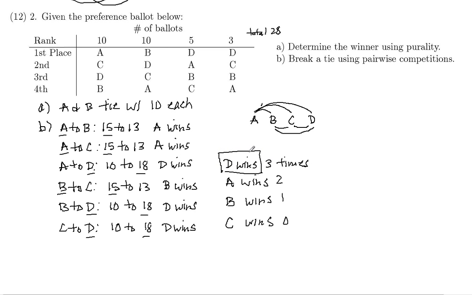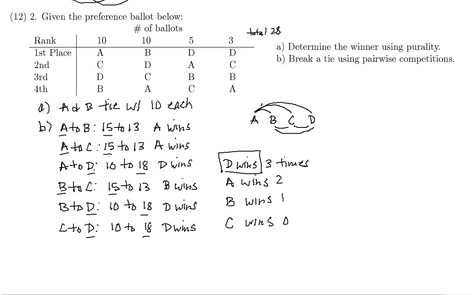So that breaks the tie. So A and... I'm sorry. We did not have to consider one of these because we were tie breaking. A and B were in the tie. So we only consider the competitions that involve A and B. So we didn't need this last competition.